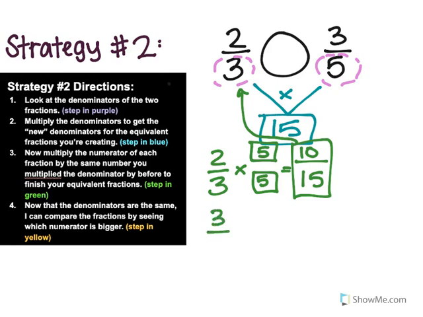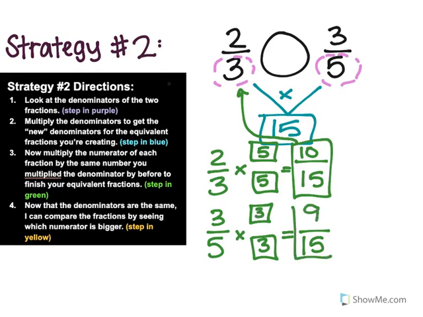Now I need to change 3/5. And I ask myself, what would I multiply by 5 to get to 15? Well, I know it's by 3. If I do it to my denominator, I also do it to my numerator. 3 times 3 would give me 9. This is my new equivalent fraction for 3/5.